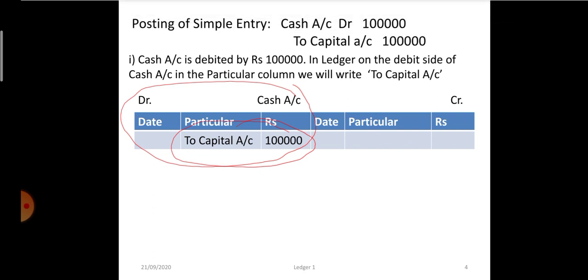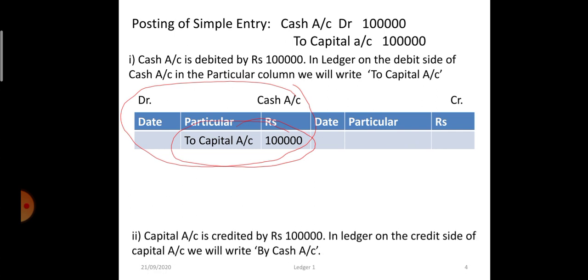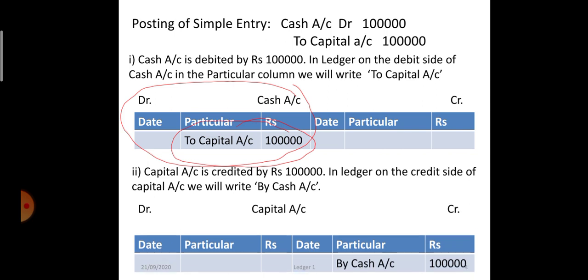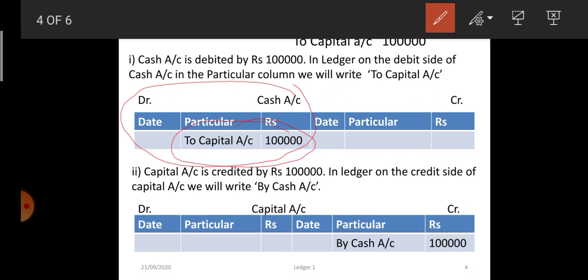Check that. In the journal entry, cash account is debited, so on the debit side of cash account we will write to capital account. In the same manner we will prepare one capital account also. Capital account is credited, so on the credit side of capital we will write by cash. In cash account we are writing to capital, and in capital account we are writing by cash.